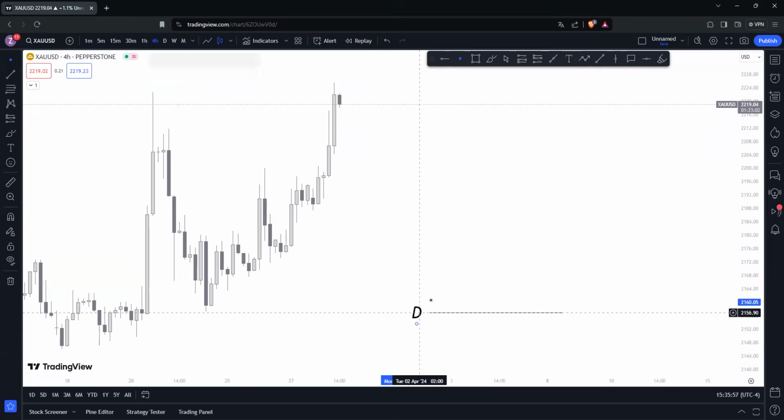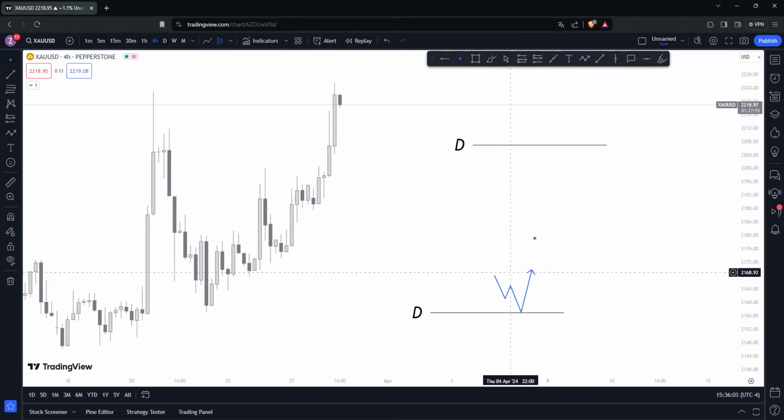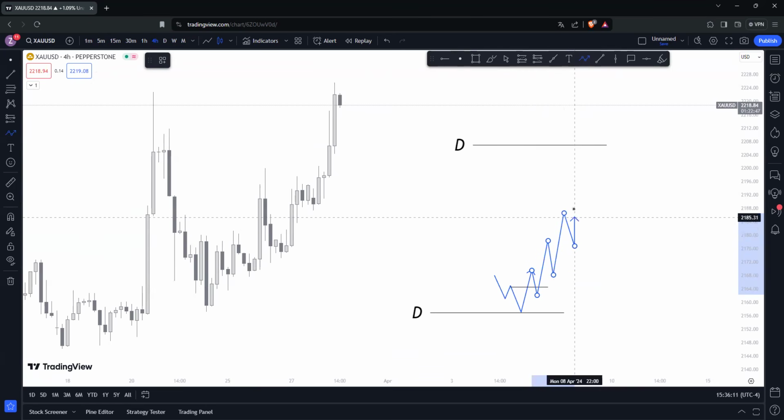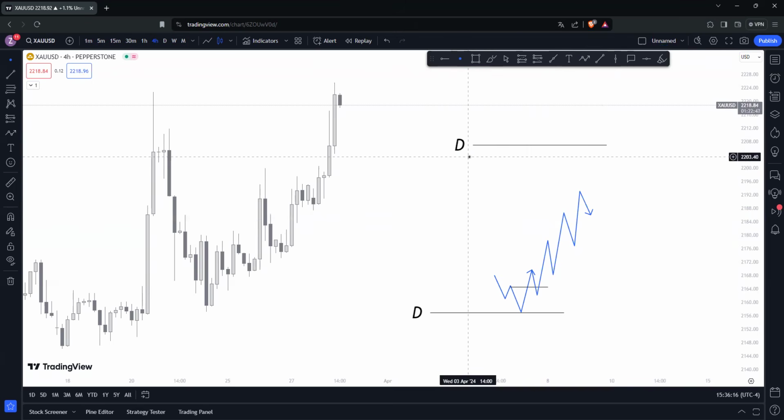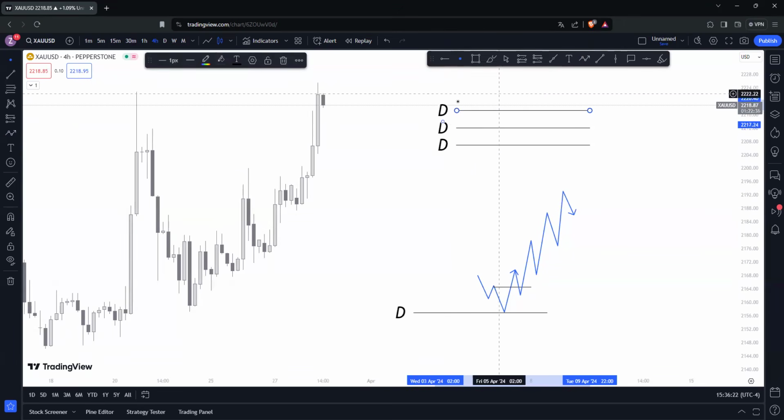What are we going to have here? Daily to daily. Daily breakout, sorry, H4 breakout. H4 pulls back and then goes up. Continuation, pulls back, goes up. Continuation, pulls back, goes up. Now the next closest daily right here can actually be a setup. Okay, you're going to have 3 dailies.